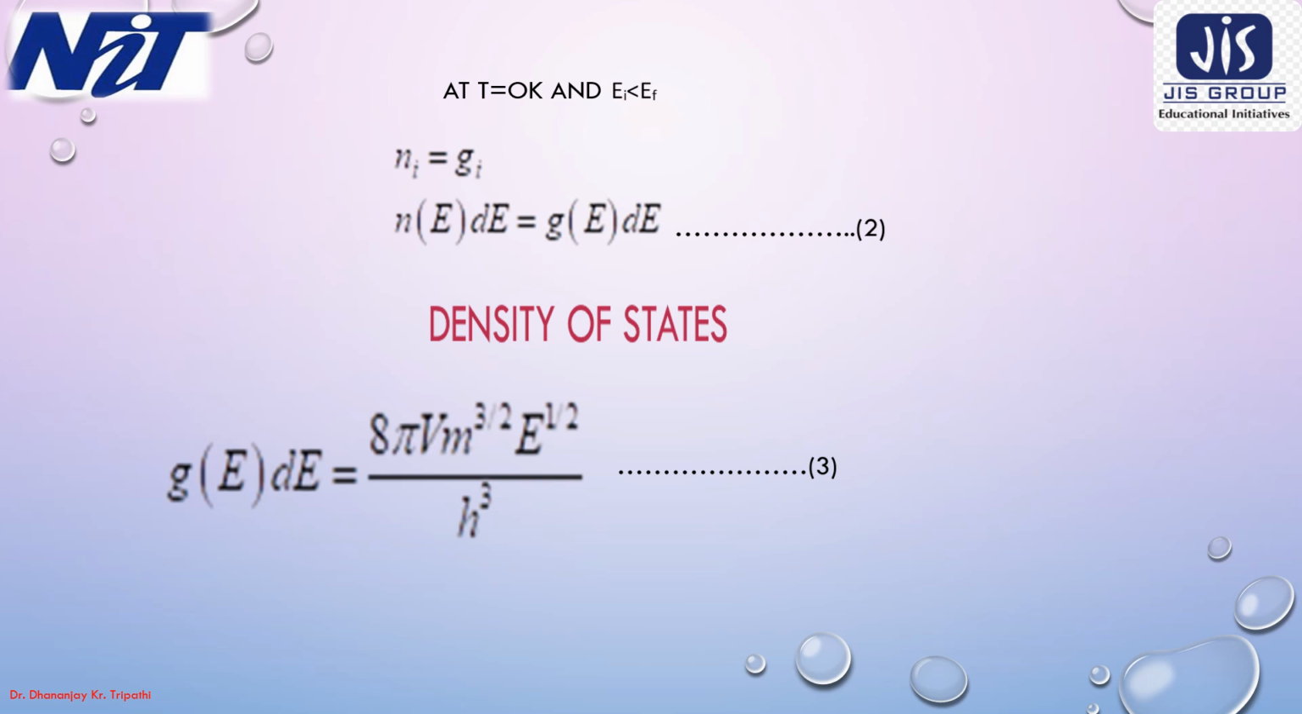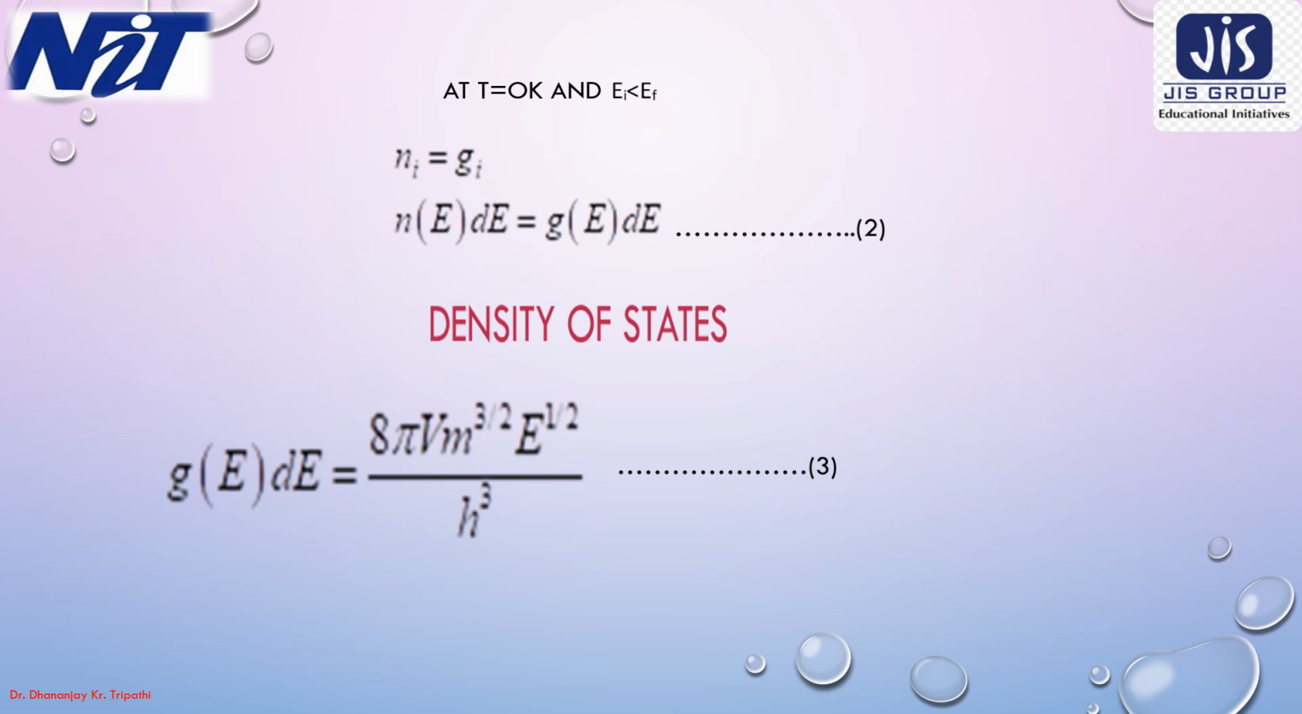So what will we try to find out? We will try to find out the total number of electrons at 0 Kelvin in the energy range E and E plus dE when the reference energy level is greater than the energy of the test level. So that is why NedE equals GedE.